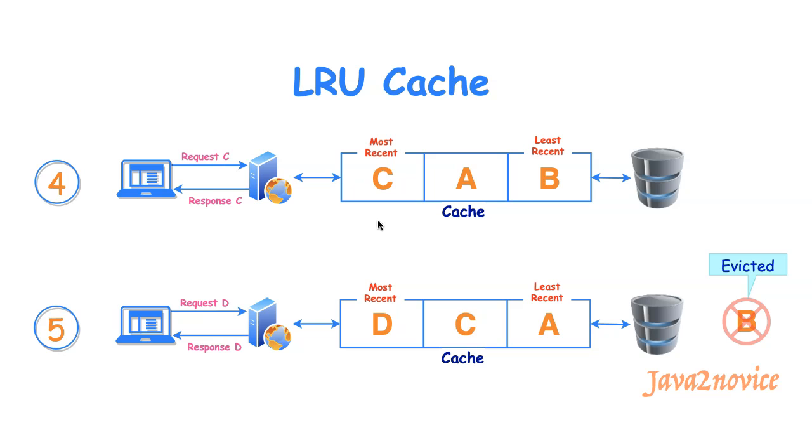The cache data will also be readjusted as data C became the most recently accessed data, and data A and B will also be adjusted in their positions accordingly. Now the client is making another call called request D. This is also fetched from the database and returned to the client as response D. Before returning to the client, the data D must be stored in the cache.